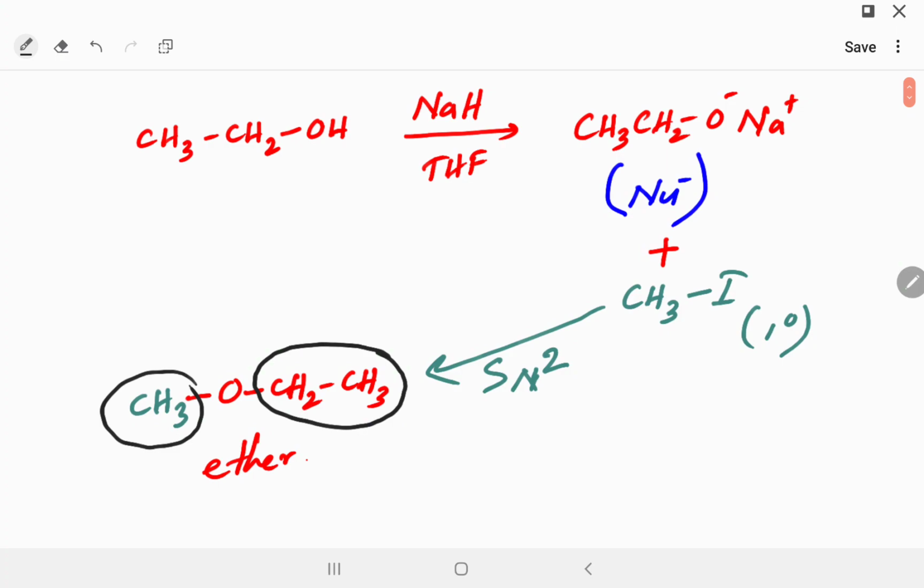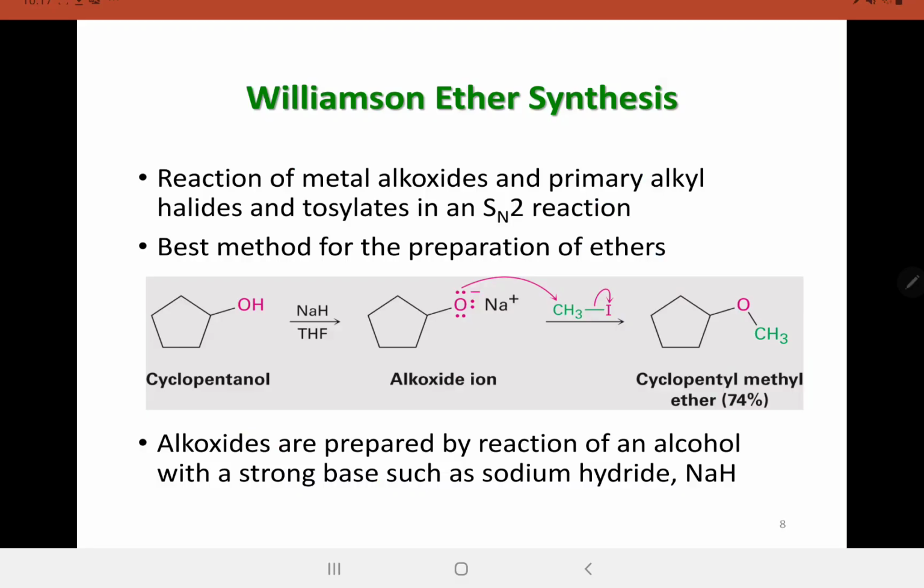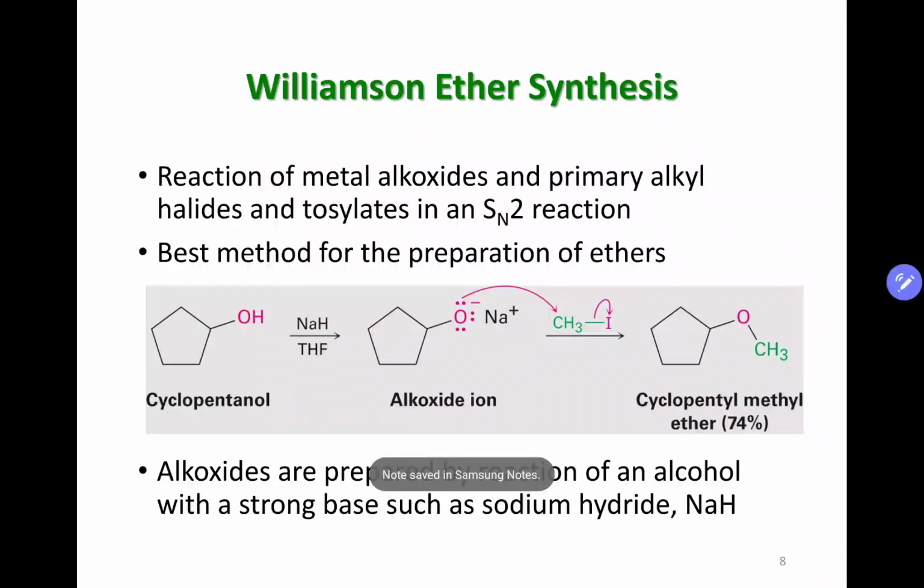But still, this reaction has a limitation. Why? Because you need a primary alkyl halide. That is still a limitation, because we are using an SN2 reaction, so you need a primary alkyl halide where the iodide is the leaving group, and then the nucleophile will attack that carbon, the CH3 carbon right here. All right, let's go back to the lecture note.